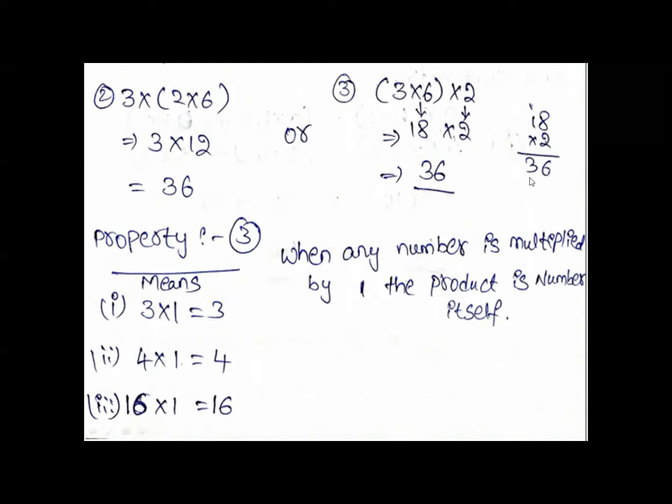Property 3. When any number is multiplied by 1, the product is the number itself. For example, 3 into 1 is equal to 3. 3 1s are 3. 4 1s are 4. 16 1s are 16. 100 into 1 is 100.